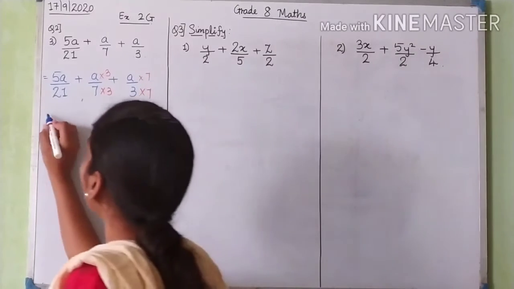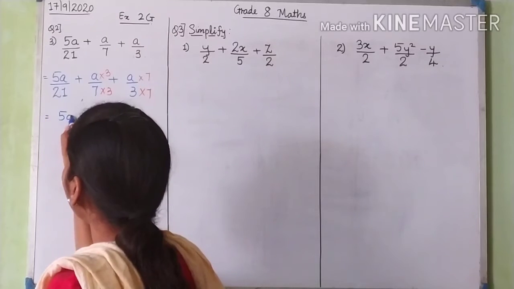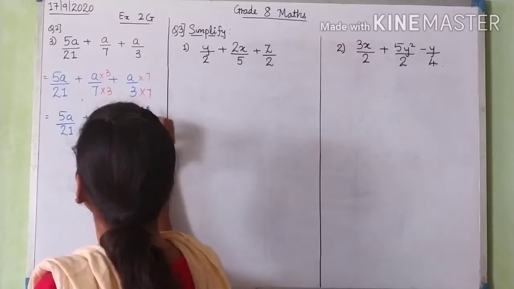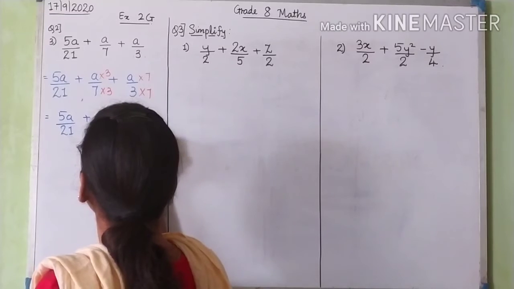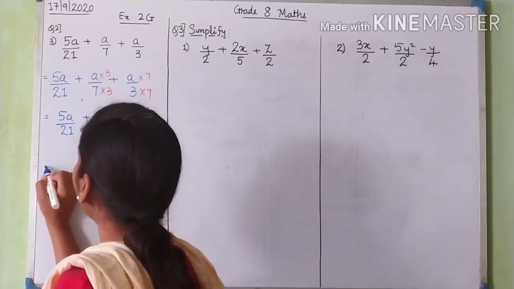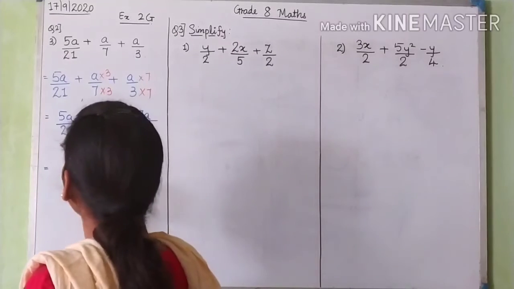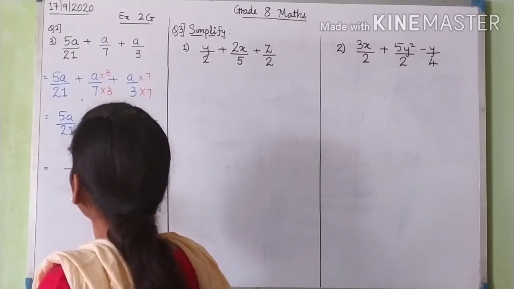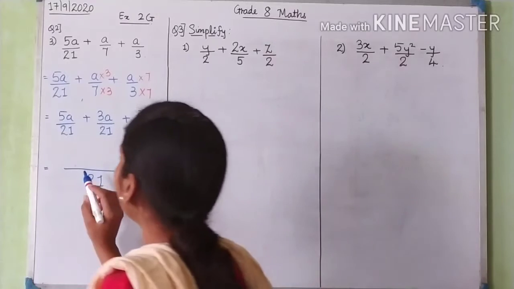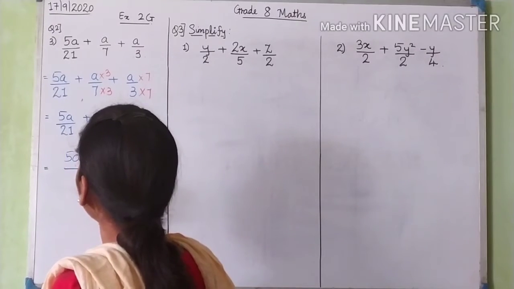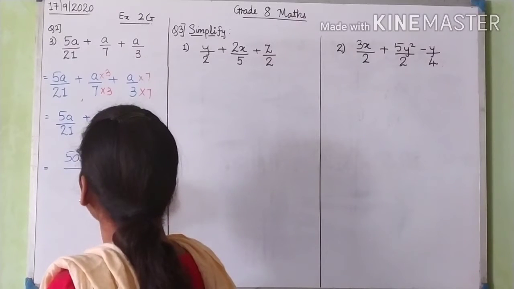So what do I get on multiplying these? 5a by 21 plus a into 3 is 3a divided by 21 plus a into 7 is 7a divided by 21. Okay. Now I have got all the denominators equal. So I will write only one common denominator, which is 21, and then I solve the numerators. It is 5a plus 3a plus 7a.